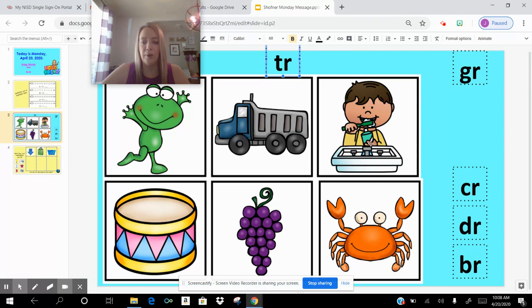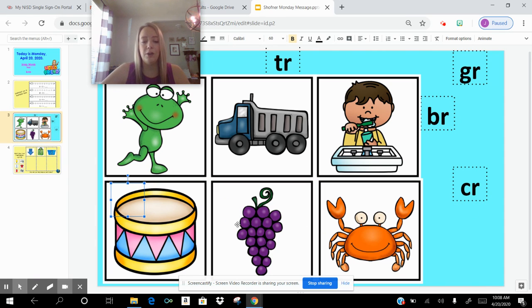And this little boy is brushing his teeth. So br, br. Okay. Here's the b and br. And over here we have a drum, dr, dr. Do you hear the dr?